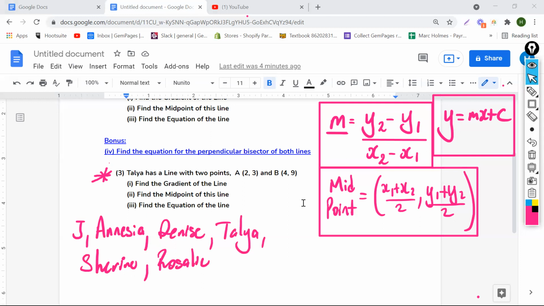Okay, so Rosalie says the gradient is 3. Anicia says 3. Yes, definitely right, Anicia. Definitely right, Jay. And the midpoint is 3, 6. Yes, so everybody is getting this one right, which is great. Very good, Rosalie. Very good, Jay. Very good, Anicia. Let me check with Denise. Well done, Anicia.